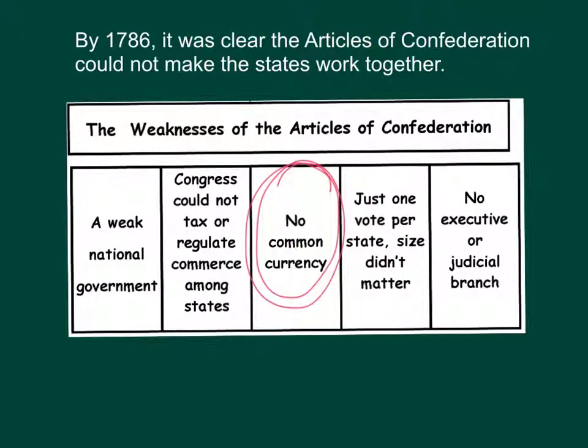By 1786, it was clear that the Articles of Confederation could not make the states work together. States printed their own money, and people disagreed about what each state's money was worth. In the free market economy of today, people agree on the value of money and use it to easily buy and sell goods. Congress was also having trouble paying its debts from the War for Independence.